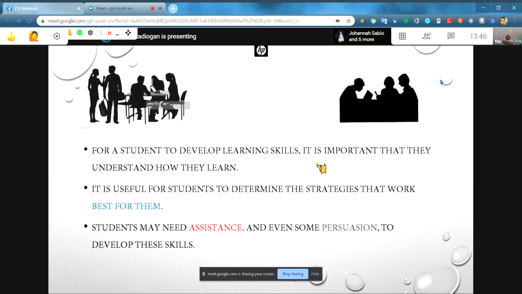Then, with students to develop learning skills, it is important that they understand how they learn.